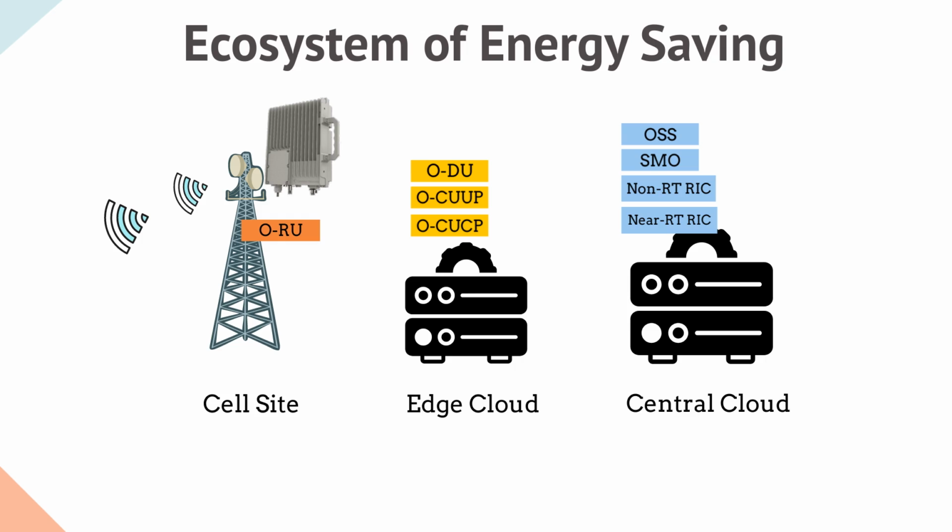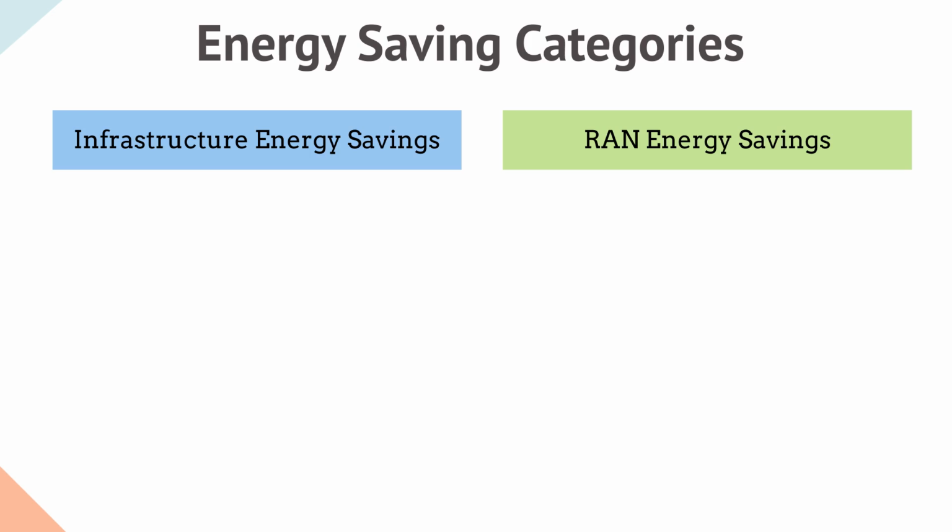We will start with categorizing the energy saving efforts into two sections, so that we can better understand the various approaches and technologies involved in achieving energy efficiency in ORAN networks. First section is infrastructure energy savings, and another is RAN energy savings.